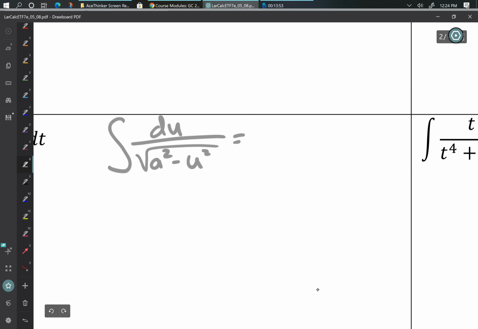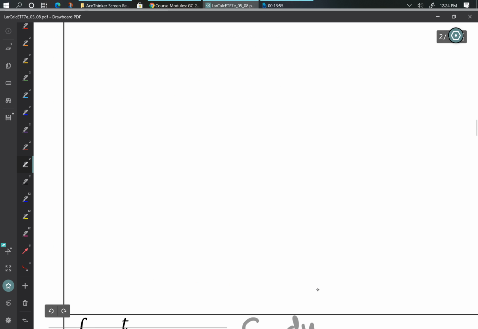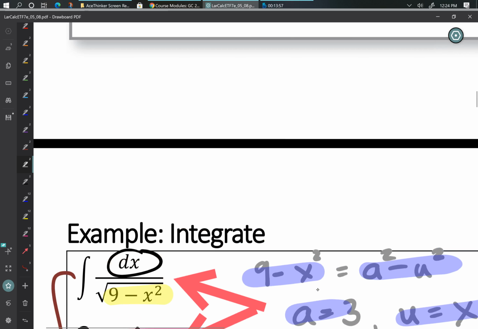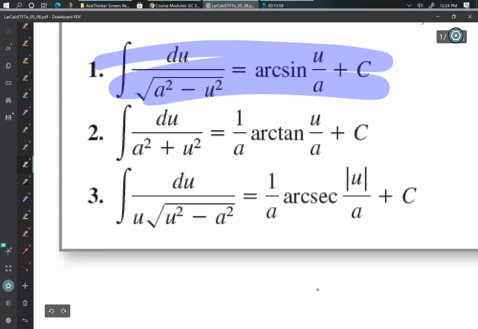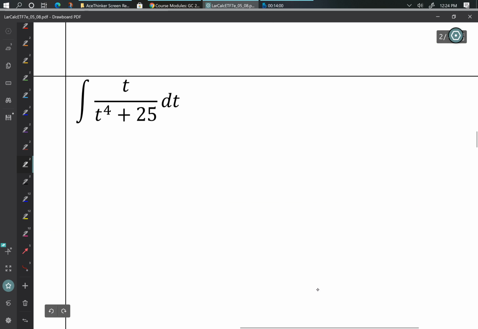And this is equal to, what was that equal to? Was it arc sine u over a? There we go, arc sine u over a.